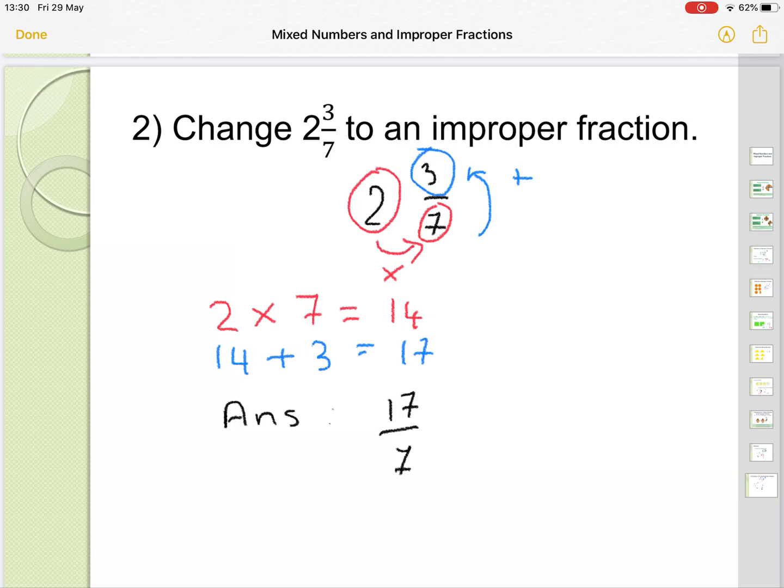Okay, so in your homework, you're going to have a mix of both writing the fraction represented by the diagram as a mixed number and an improper fraction, and then, as we did now, you need to change from a mixed number to an improper fraction.